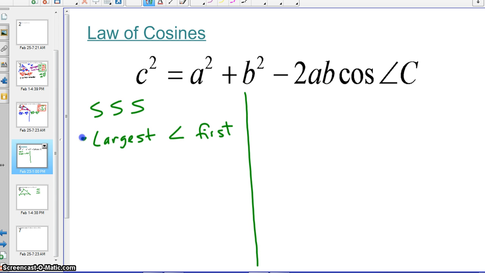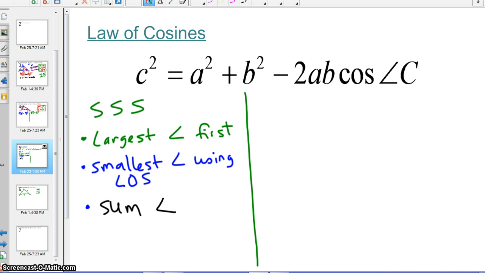Once we get the largest angle, we will then have enough information to go back and use the law of sines, which we just did a problem with. So then we will solve for the smallest angle using the law of sines. Now that we have two of the angles, we can go back in and know that the sum of the angles in a triangle is 180 degrees.